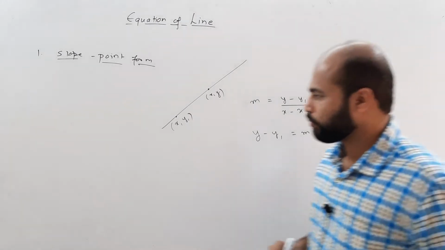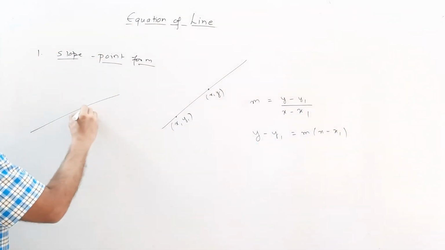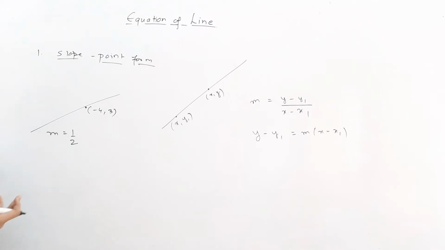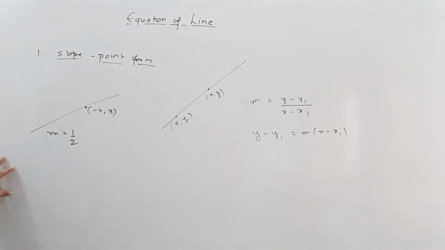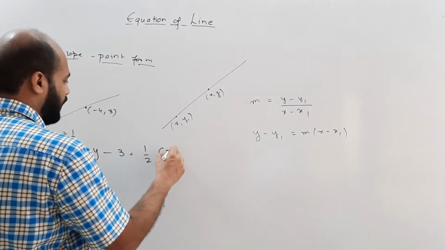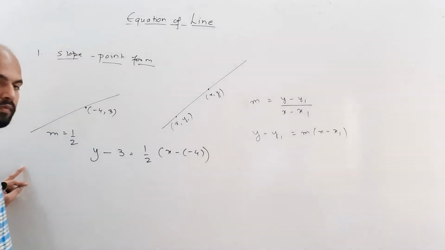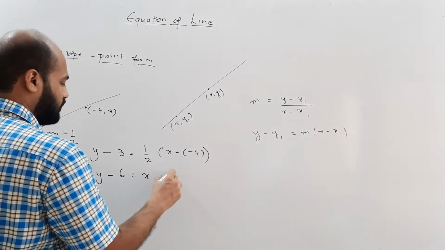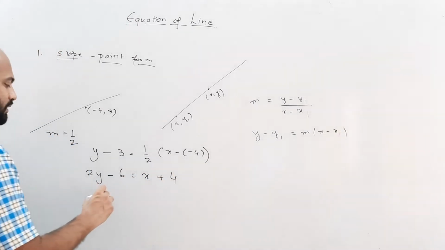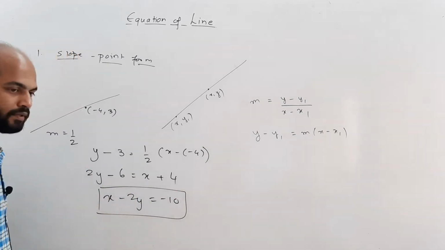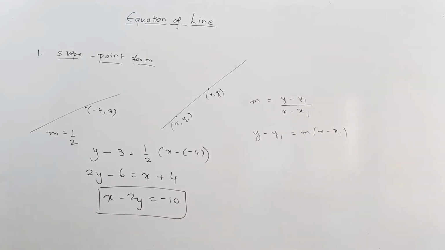Let's say that the line is passing through the point minus 4 comma 3 and its slope is half. So if this is the case, then how do we write the equation of this line? So equation of this line is written as y minus 3 is equal to half into x minus of minus 4. So when we cross multiply, we will get it as 2y minus 6 is equal to x plus 4. So next, x minus 2y is equal to minus 10 after simplification. This is what we get. So this is the answer of this particular question, and this is the equation of this line.